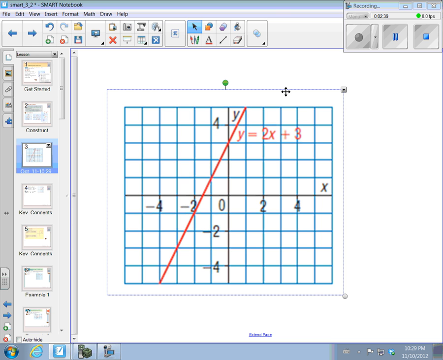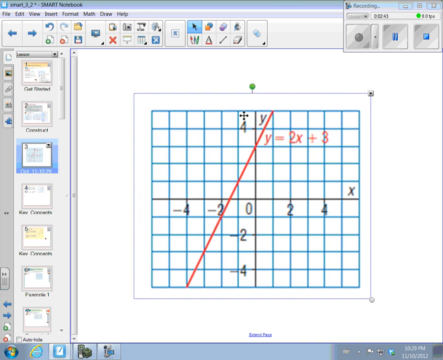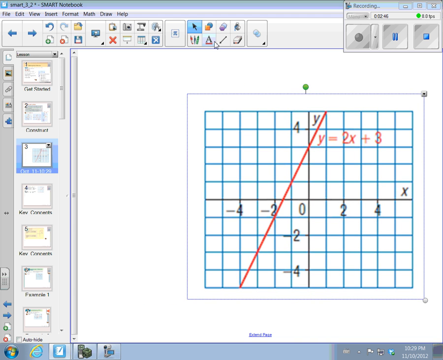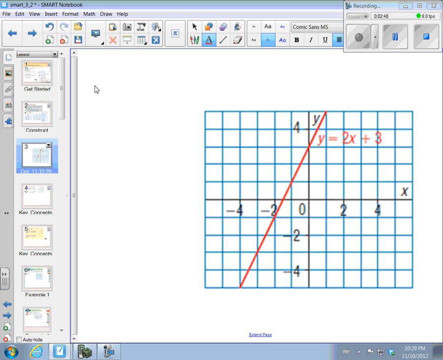Okay, so this is y equals 2x plus 3. I'm going to move this over to the side here a bit. And we're going to play around with the name of this function a little bit. Instead of calling it y equals 2x plus 3, I'm going to call it f at x equals 2x plus 3. Okay, and you all know that y means the same as the function at x. All right, if we were to reflect this, let's reflect it horizontally first.